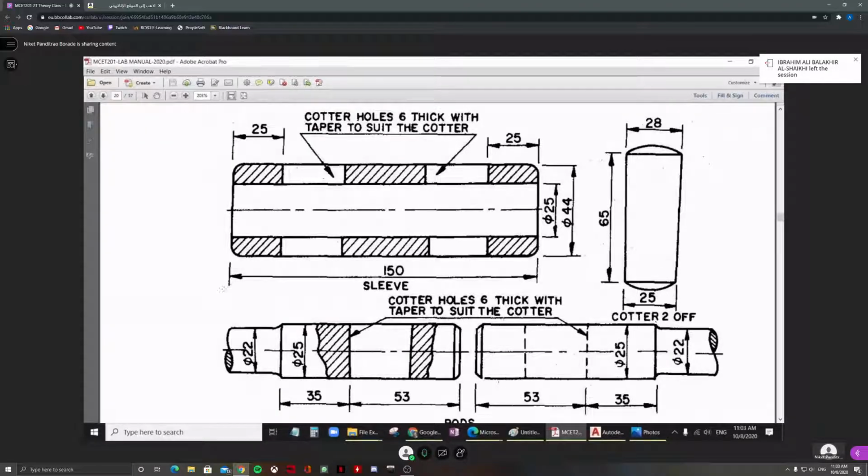This is 150 length, it should be 150 length. Follow the dimensions and draw it. Try to make neat sketches, good quality sketches.